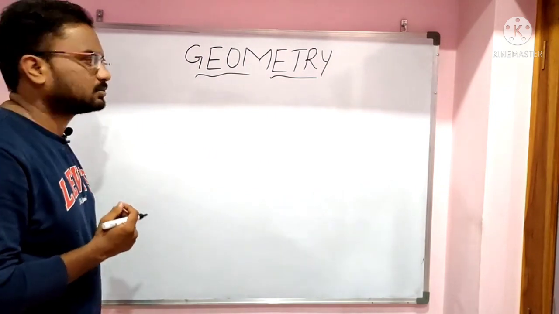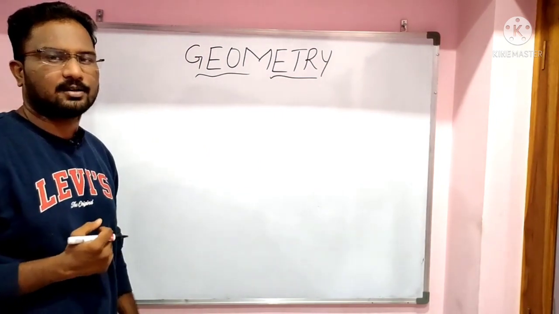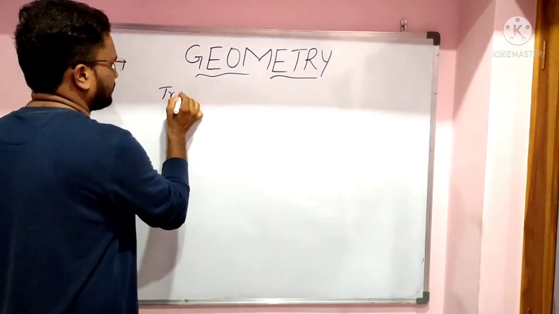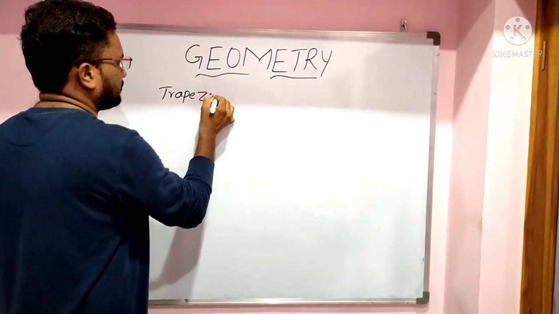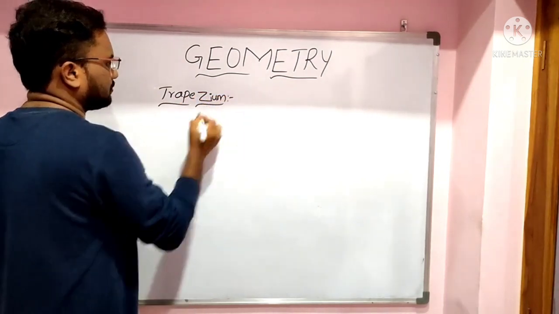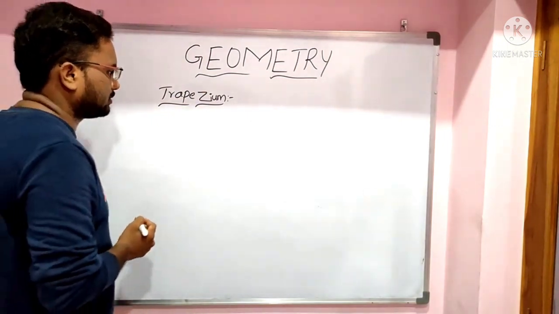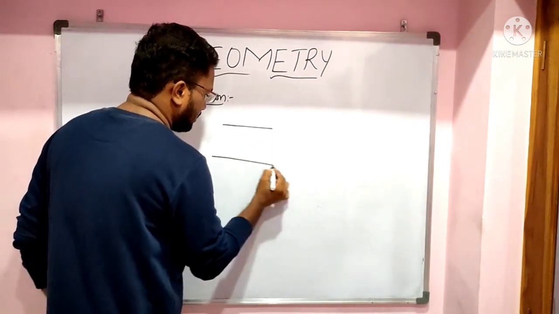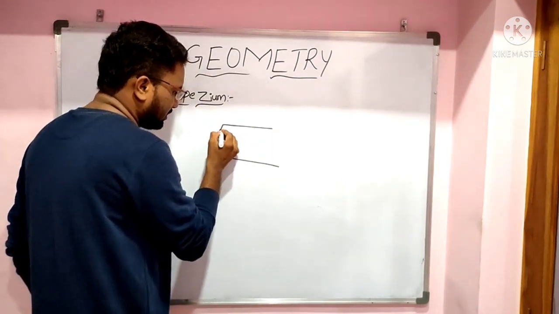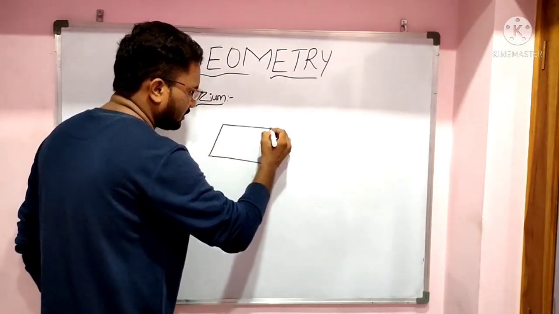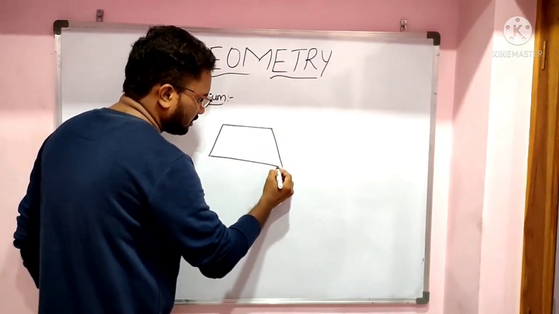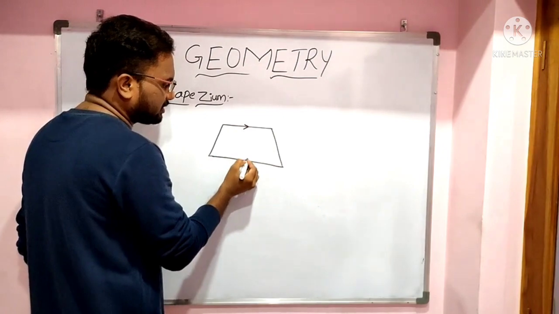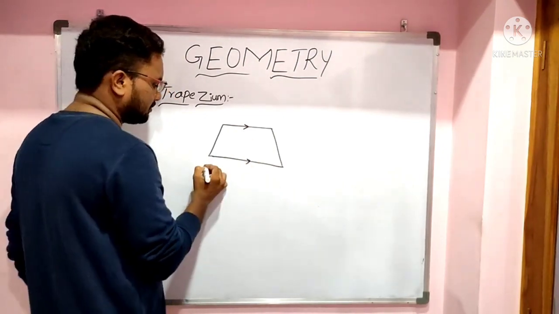Okay, so these are the types of parallelogram. Next type of quadrilateral is trapezium. So what is a trapezium? In a quadrilateral, if one set of opposite sides are parallel, then it is called a trapezium.